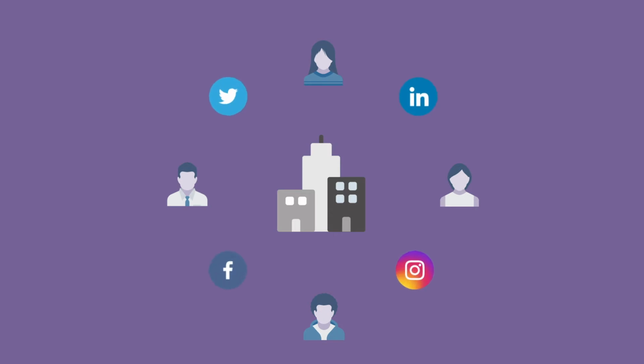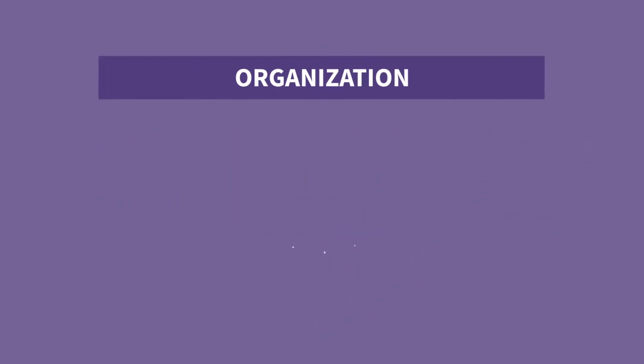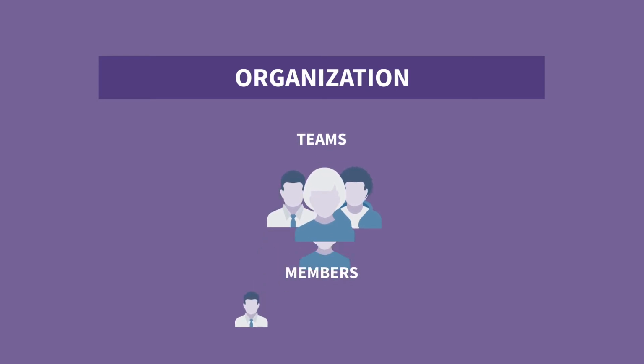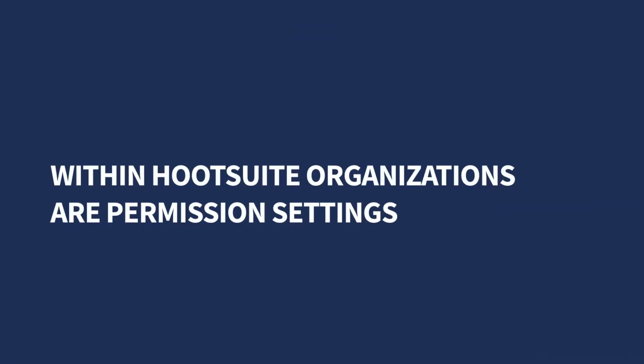A Hootsuite organization is the overall structure of how your company's employees and social media networks are organized within Hootsuite. An organization is comprised of teams, members, and social networks. Within Hootsuite organizations are permission settings.